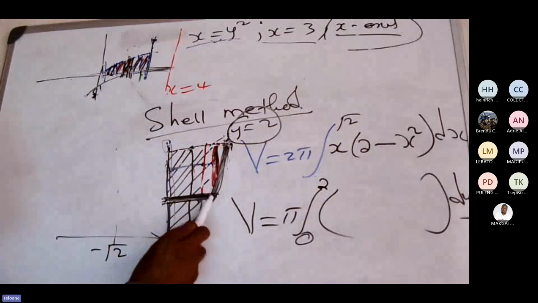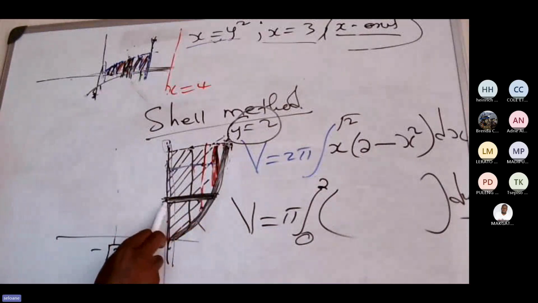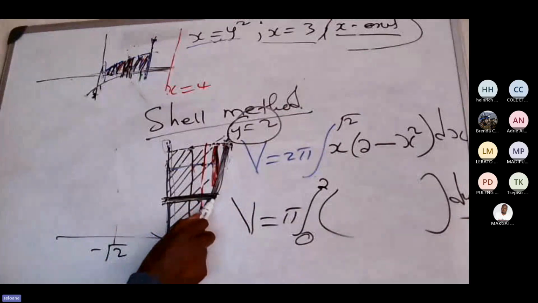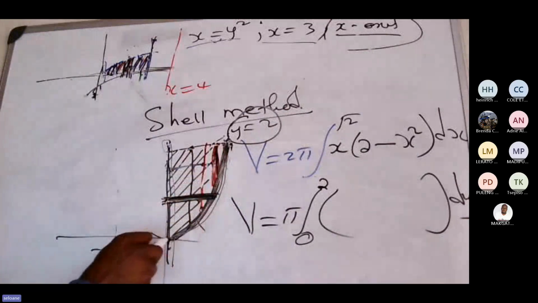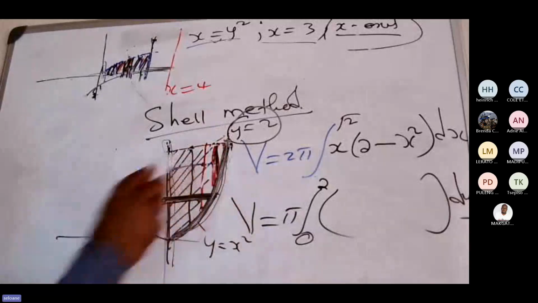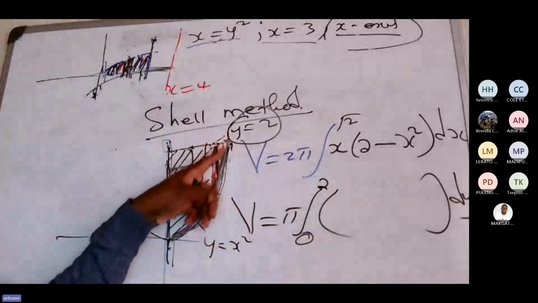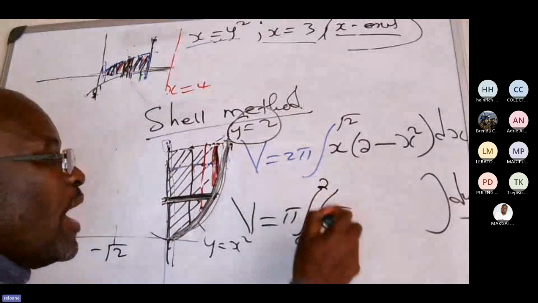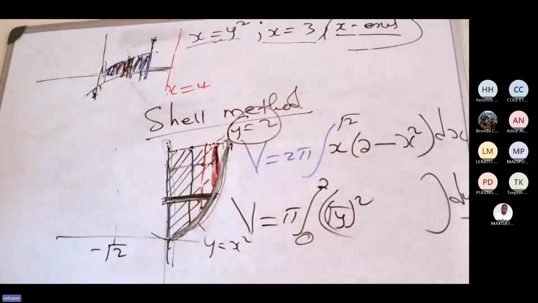Therefore, it will be x here minus x here, because it's a horizontal distance. And what is x here? We know y is equal to x squared. So what is x at any point here? It will be the square root of y. Therefore, it will be the square root of y, squared. It will be this.